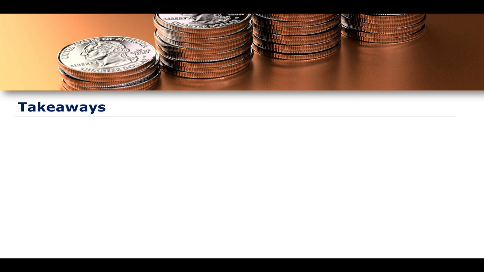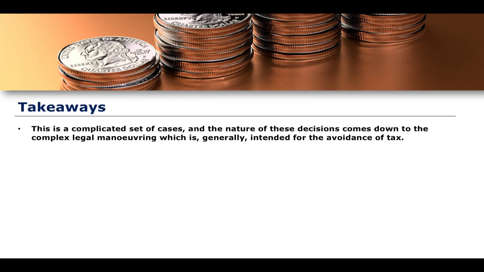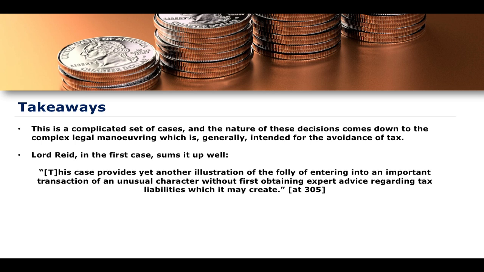And really, there are a few takeaways from this particular series of events. It's a complicated set of cases, and the nature of these decisions comes down to the complex legal manoeuvring which is generally intended for the avoidance of tax. And as I mentioned at the start, the takeaway from this, in the first case, Lord Reed sums it up very, very well. Lord Reed says, quote, "This case provides yet another illustration of the folly of entering into an important transaction of an unusual character without first obtaining expert advice regarding tax liabilities which it may create." This is at part 305, and it really does sum up this entire series of events quite nicely.